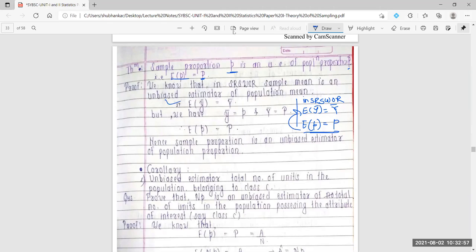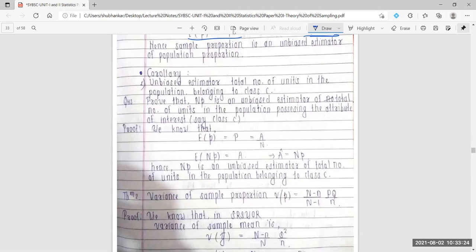So here we know that in SRSWOR the sample mean is an unbiased estimator of the population mean. So this is the case. Hence, the expected value of small p is equal to capital P. Okay, so as a corollary, the unbiased estimation of the total number of units is reflected as the population total. So the population total means summation yi, and the unbiased estimator of summation yi can be written in terms of the expected value of small p equal to capital P.